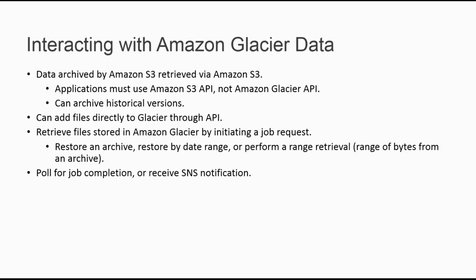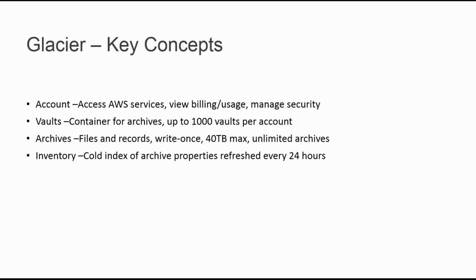Files stored in Amazon Glacier are retrieved by initiating a job request. This is what I was talking about. There are different ways in which you can submit the job. You can restore an archive by date range or perform a range retrieval. Once you submit this job, as told already, it takes sometimes 3 to 5 hours for that job to be complete and the data to be available. You need to continuously poll for the job completion. Once it is complete, you'll be able to download the data.